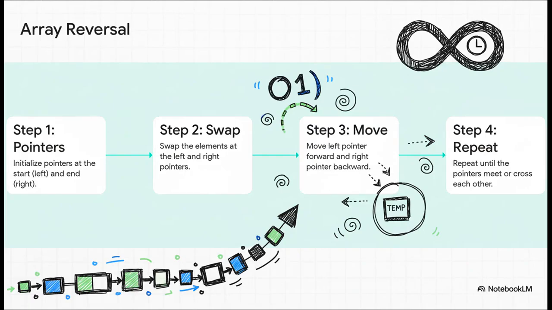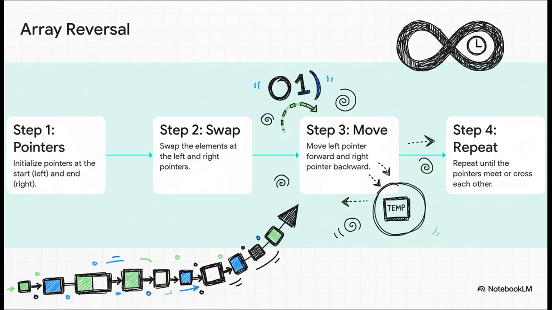So here's how it works, step by step. You start with 2 pointers, one at the very beginning, the left, and one at the very end, the right. You swap the elements at those two positions. Then you just move the left pointer one step forward and the right pointer one step backward. And you just keep doing that, swap, move, until your pointers either meet in the middle or cross over.